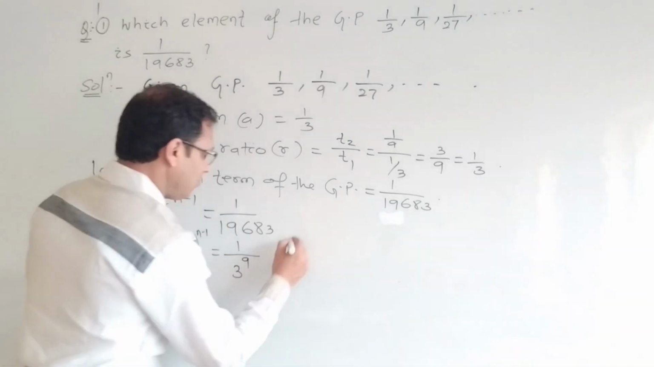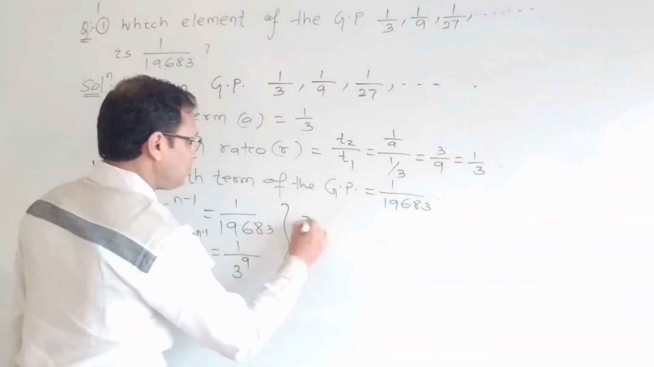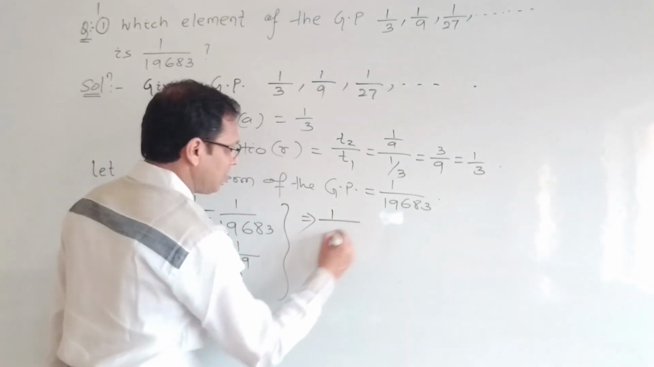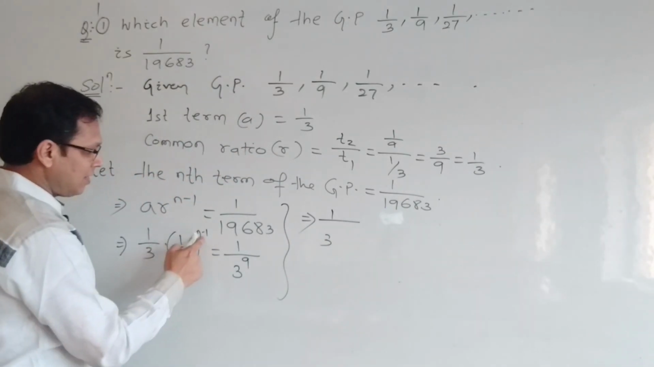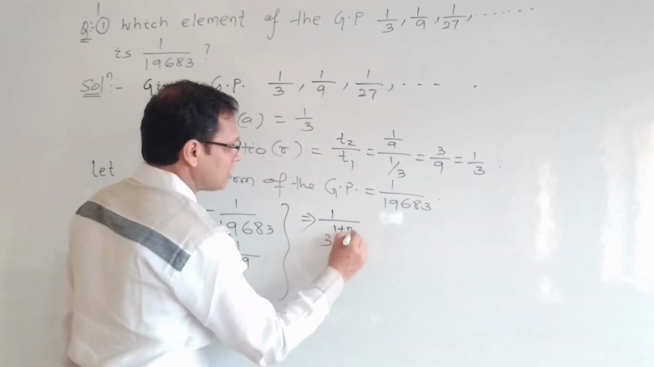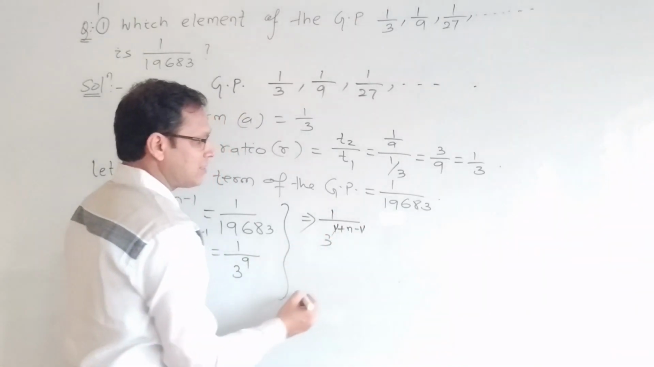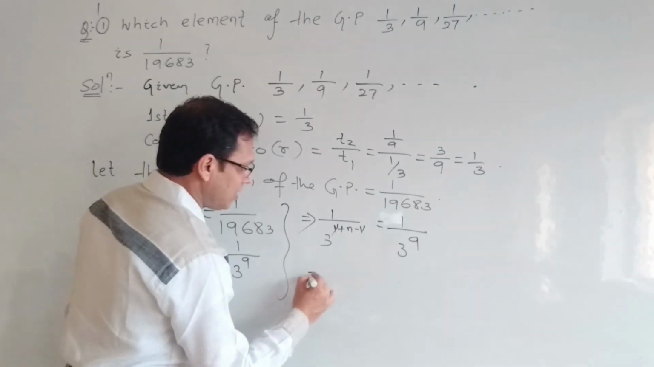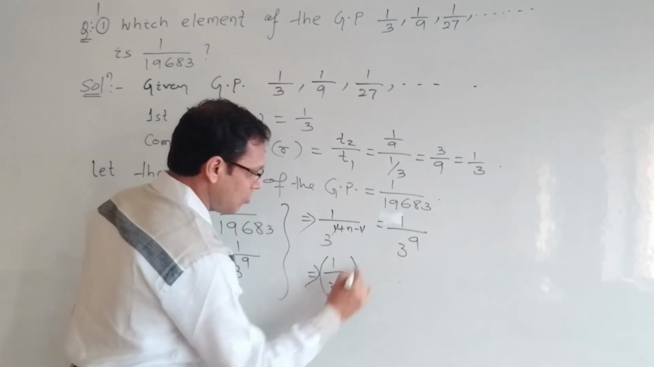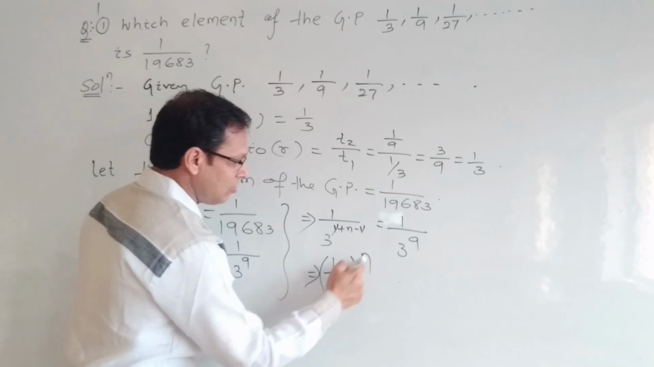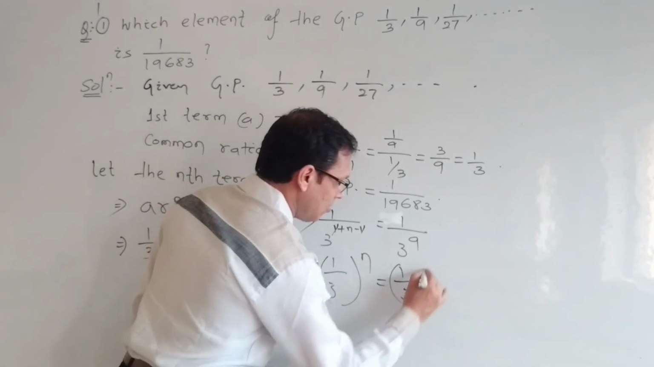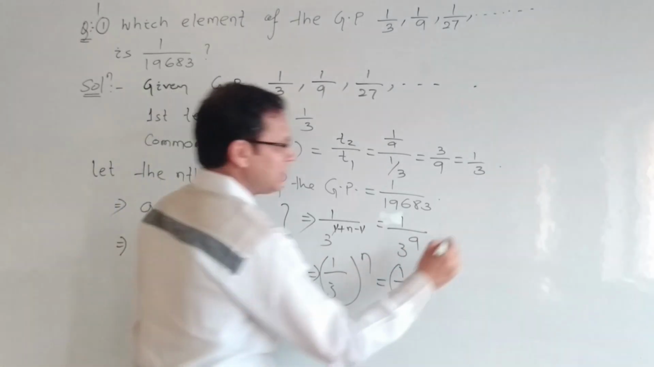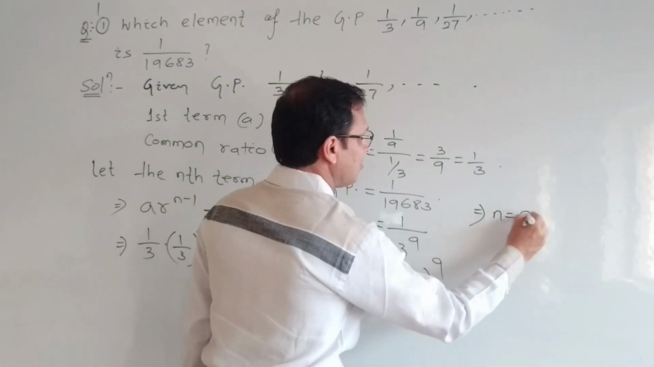You can find yourself, that is nothing but 1 by 3 to the power n minus 1, that is 1 by 3 to the power 1, n minus 1 plus 1, that is 1 plus n minus 1, 1 cancels, 1 by 3 to the power n is equal to 1 by 3 to the power 9, or in other words 1 by 3 whole to the power n is equal to 1 by 3 whole to the power 9. If the bases are the same, then the exponents should be equal. That implies n is equal to 9.